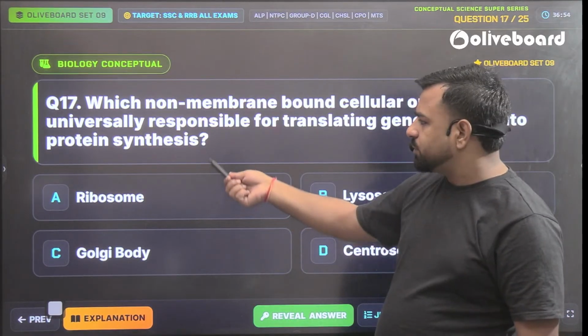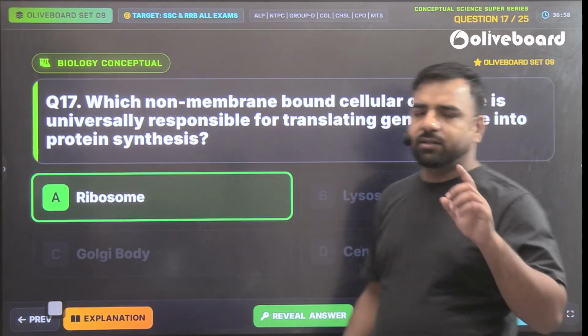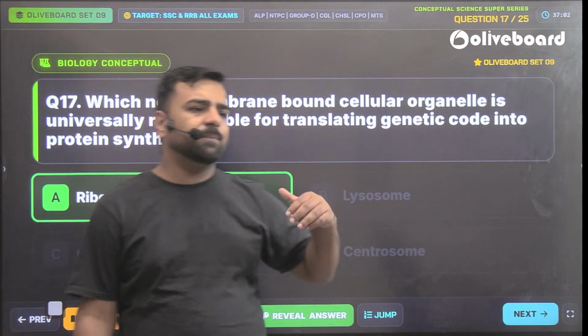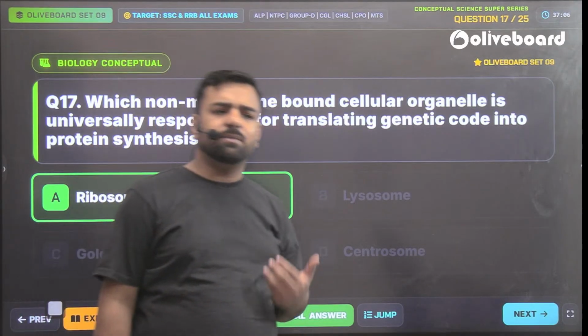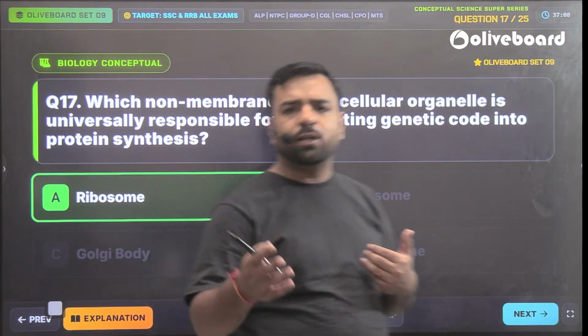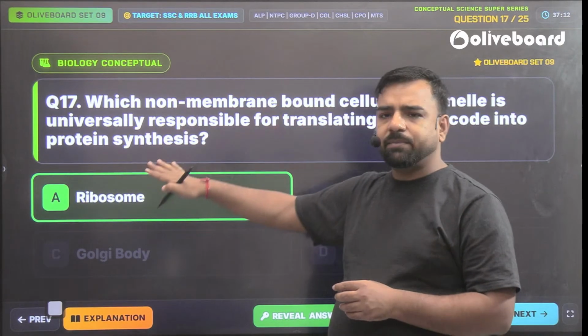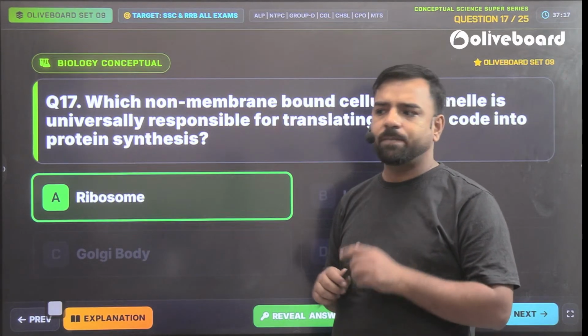So from this protein factory we can link it with ribosome, but also remember the first part of the question. This is the only cell organelle where there is no membrane. Otherwise, in the chloroplast you will find two membranes: inner membrane and outer membrane. Similarly, in the mitochondria you will find membranes. So membranes are found in almost all the organelles, but it's absent in the ribosome.